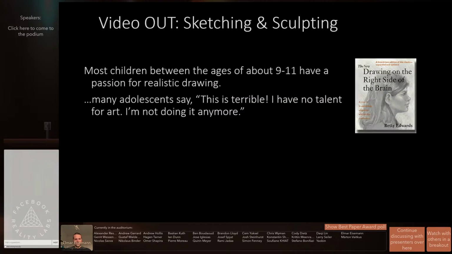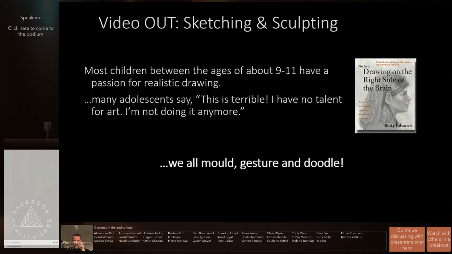There are some great insights on visual rules in memory when we look at sketching and sculpting as proxies for a video out. In Betty Edwards' book, Drawing on the Right Side of the Brain, she says most children have a passion for drawing that they lose as they get older. She attributes this to a shift from drawing what you see or visual rules to drawing what you know or visual memory. Regardless, we all mold, gesture, and doodle.